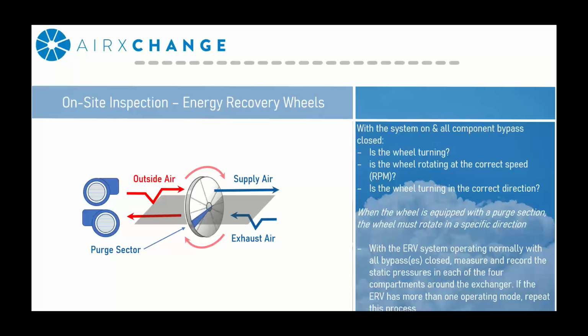And with the system in its normal operating mode, with all the bypasses closed and the doors closed, what you're going to want to do is measure the static pressures in each of the 4 compartments that surround the heat exchanger. And you're going to want to do this for every operating mode if the unit has more than one operating mode.